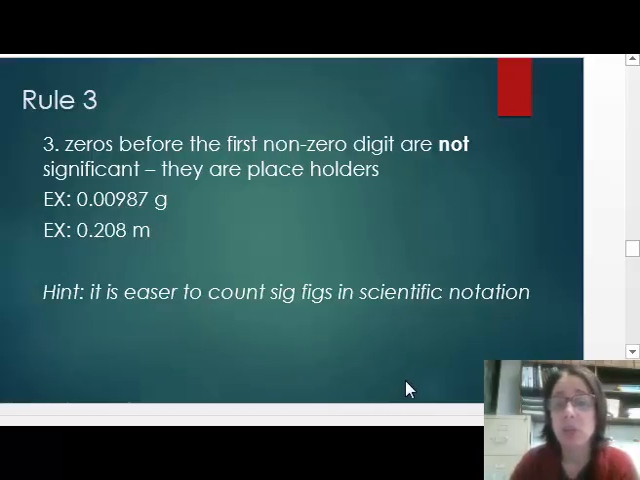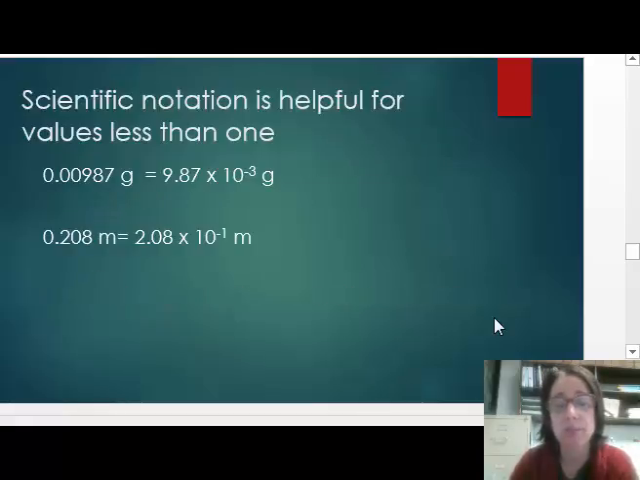It is often easier to determine sig figs when these measurements are expressed in scientific notation. For example, when 987/100,000 is expressed in scientific notation as 9.87 times 10 to the negative 3, we can easily see that there are only 3 sig figs. The power of 10 does not count toward the total of sig figs. Likewise, when 0.208 is expressed in scientific notation as 2.08 times 10 to the negative 1, we can easily see that there are 3 sig figs.